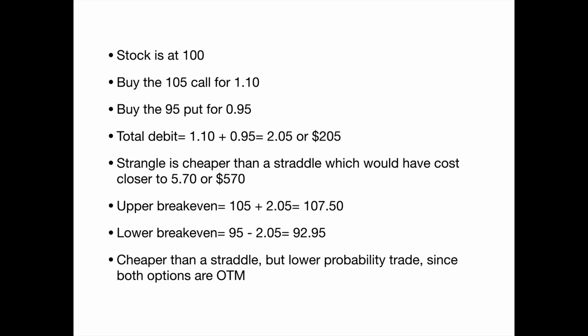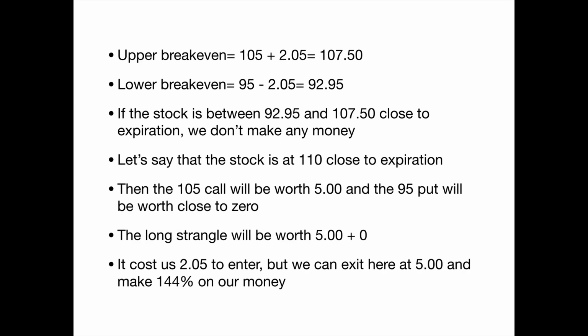Again, a strangle's going to be cheaper than a straddle, but also a lower probability trade because the put and the call are both out of the money. So as we said, we have this range between the upper break-even and the lower break-even. If the stock price is anywhere between 92.95 and 107.05 right before expiration, we don't make any money. That's the range where we break even or lose.